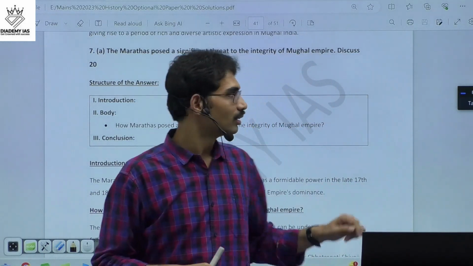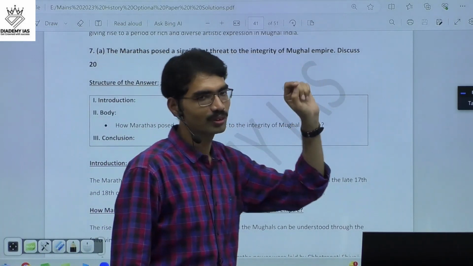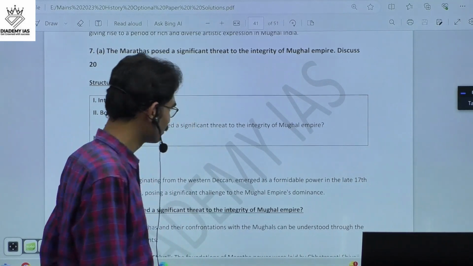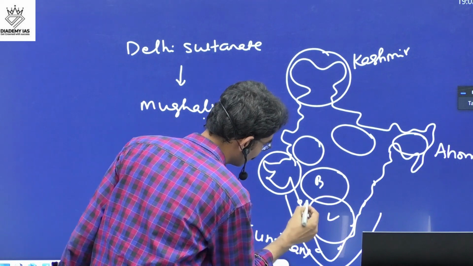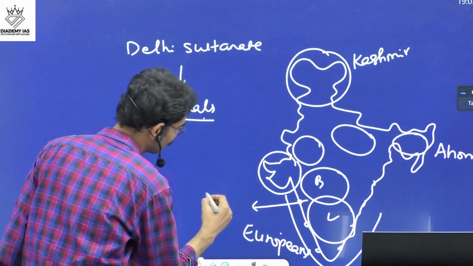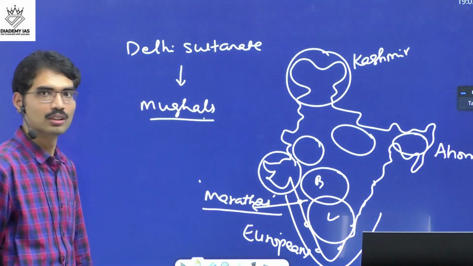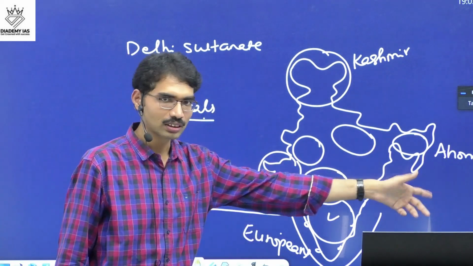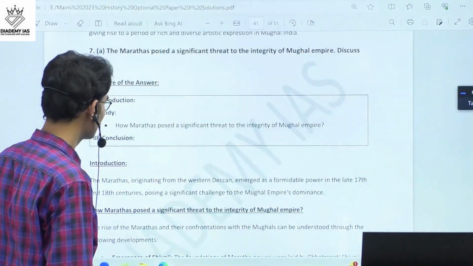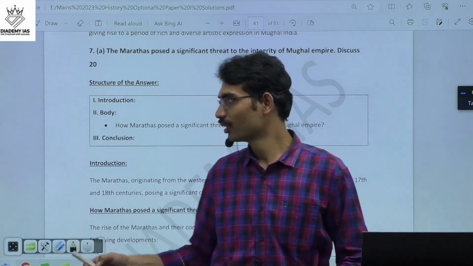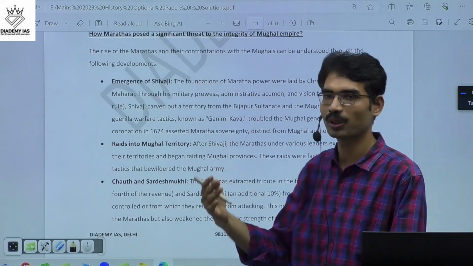7a. The Marathas posed a significant threat to the integrity of the Mughal Empire. Now you observe this. After the Bahmanis, after Vijayanagara, now during the Mughal time period, the Marathas. Just how the Marathas posed danger to the Mughals. This is one of the straightforward questions only. And you can mention how the Marathas posed a significant threat to the integrity of the Mughal Empire.